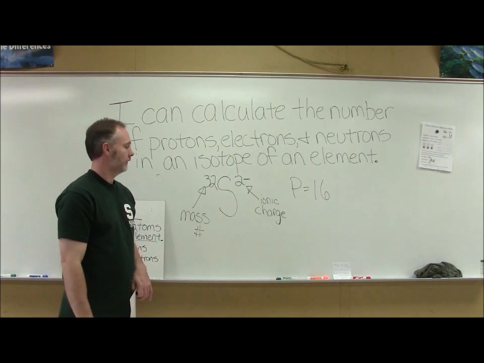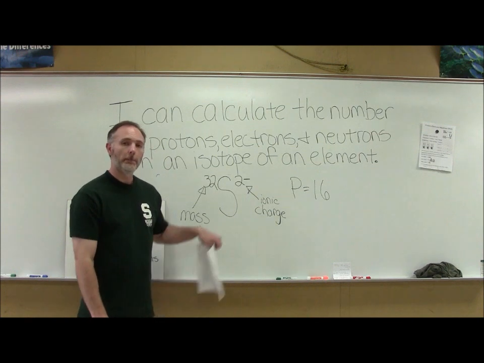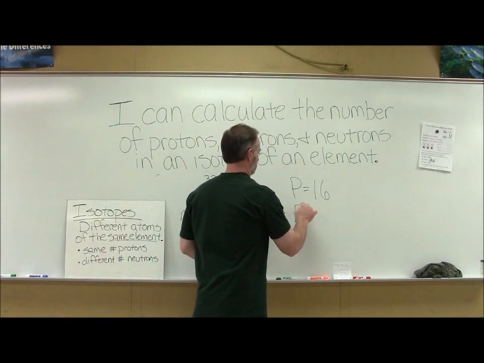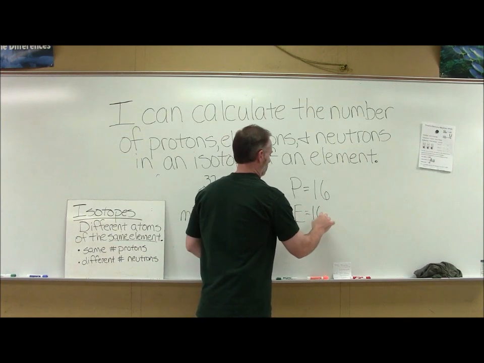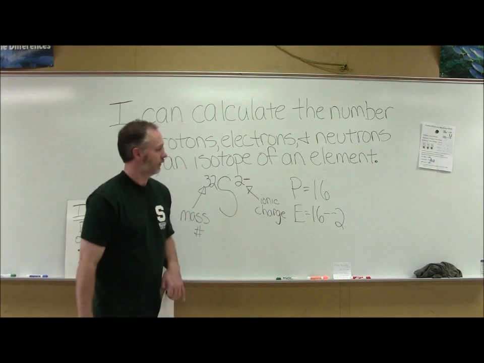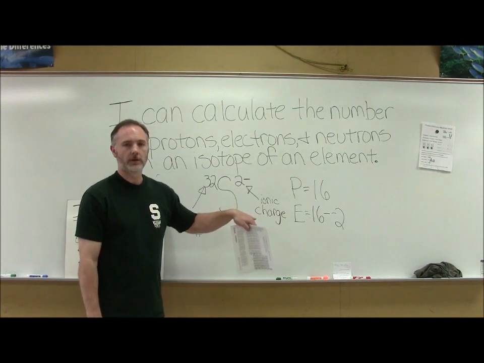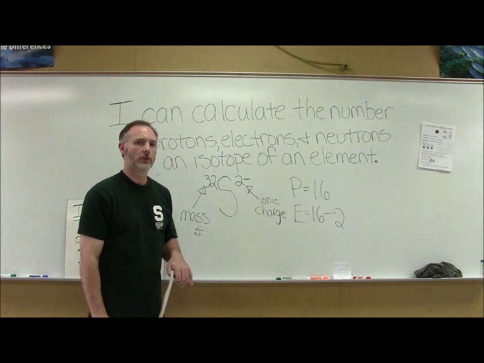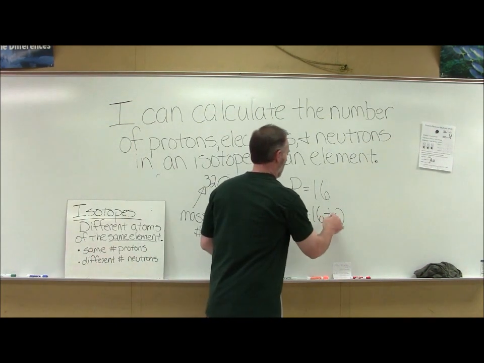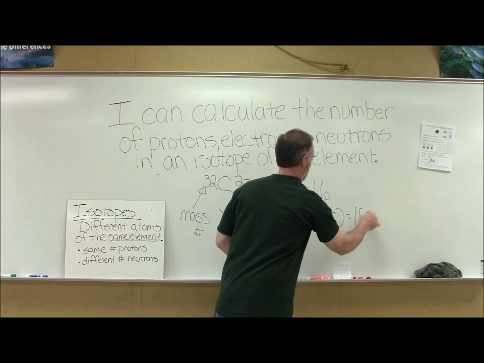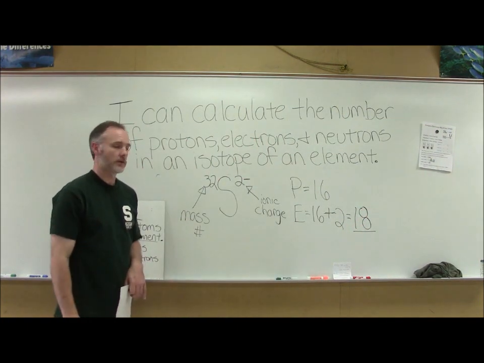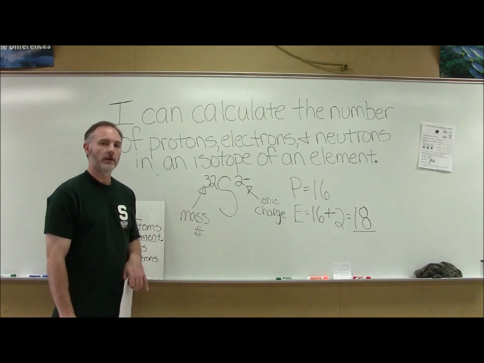Next, your electrons is your atomic number minus your ionic charge. So this is going to be electrons equals 16 minus -2. And you know what to do when you're subtracting a negative? Yes, you end up adding it. There are 18 electrons in sulfur with a -2 charge.